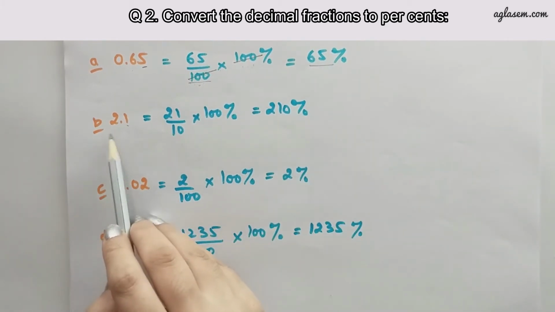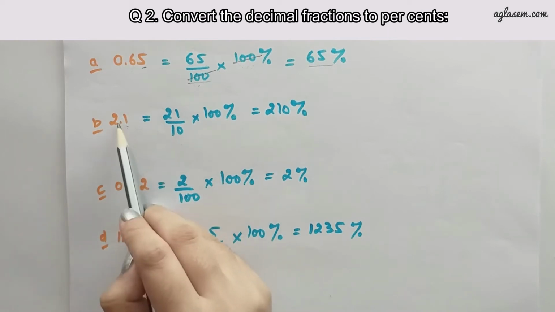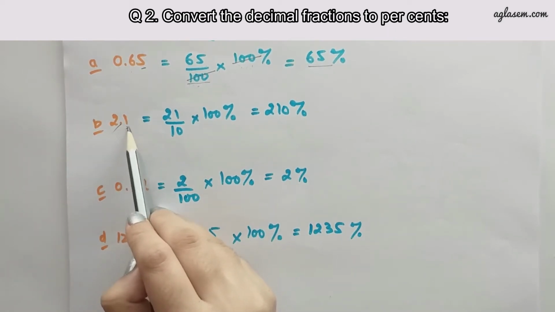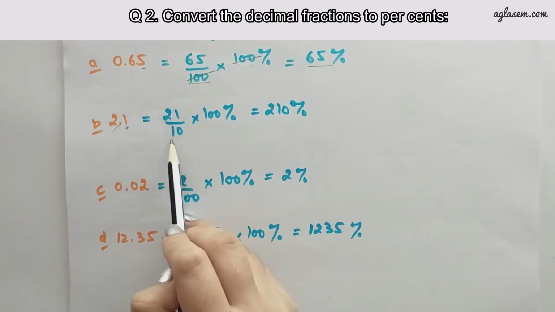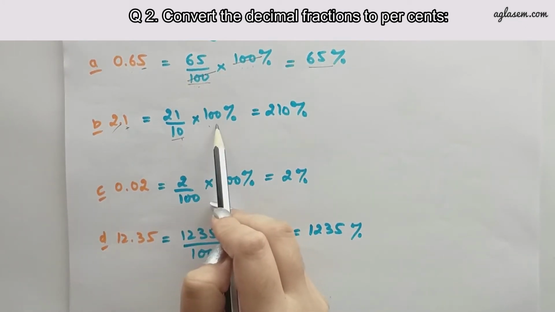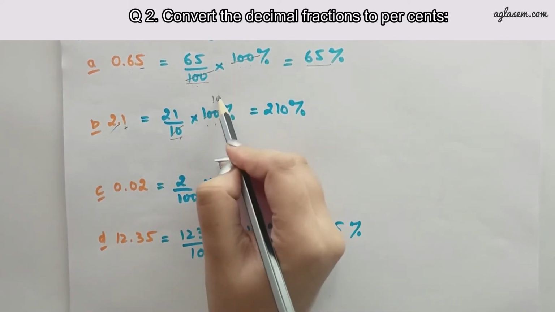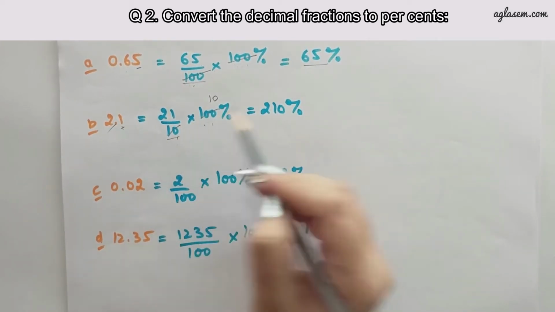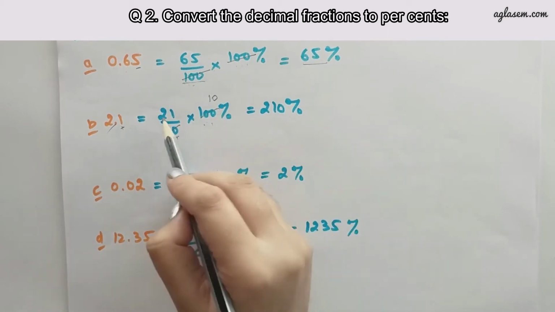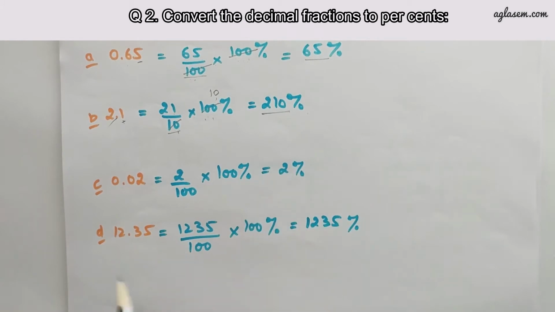In the B part we have 2.1. Now again we have to convert it into a fraction. Now we'll remove the point and this is in the tenths place, so we have to divide it by 10. Now again multiply it by 100 to find the percentage. Now we'll cut it and we'll get 10 here, because 10 into 10 is equal to 100. So here we get the answer 21 into 10, which is 210%.